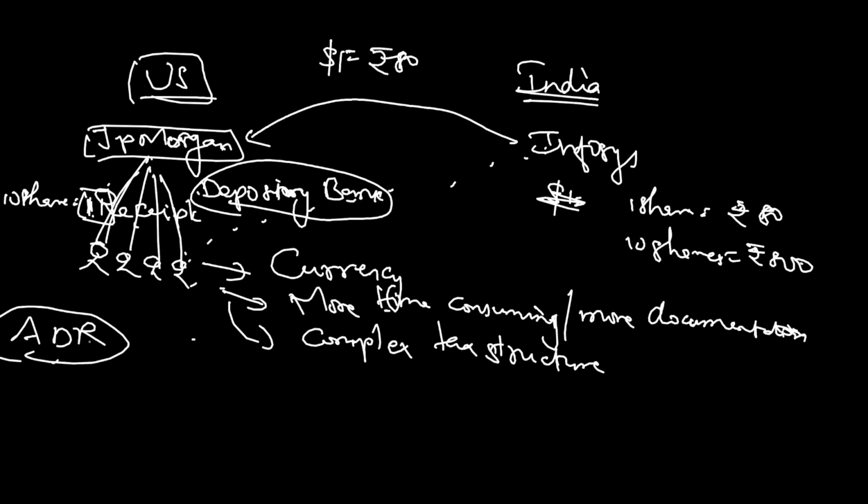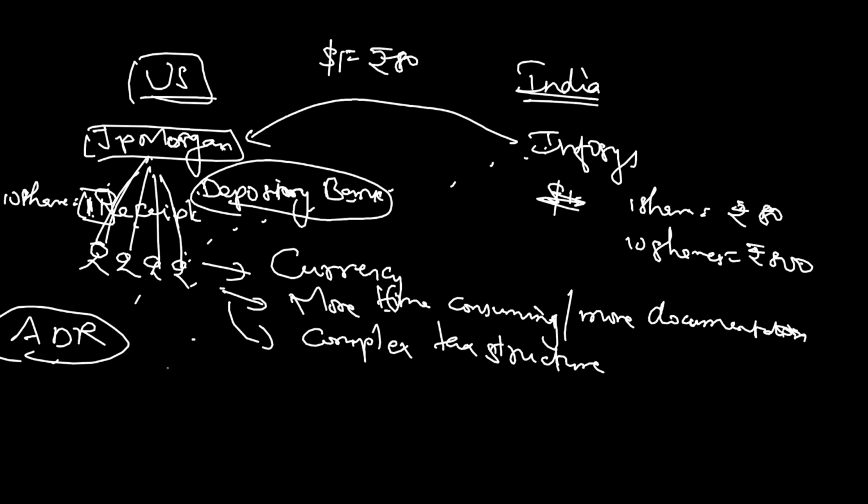Okay, so what do you mean by American Depository Receipts? It represents shares of non-American companies. In this case, non-America is India. It represents shares of non-American companies, bought from those companies and then converted into receipts and issued to investors in America. So it is called American Depository Receipts.